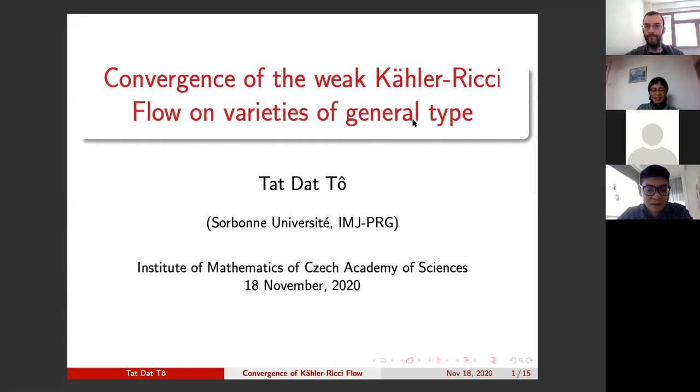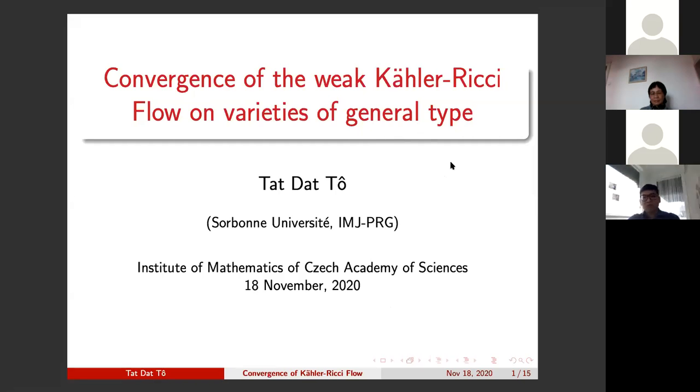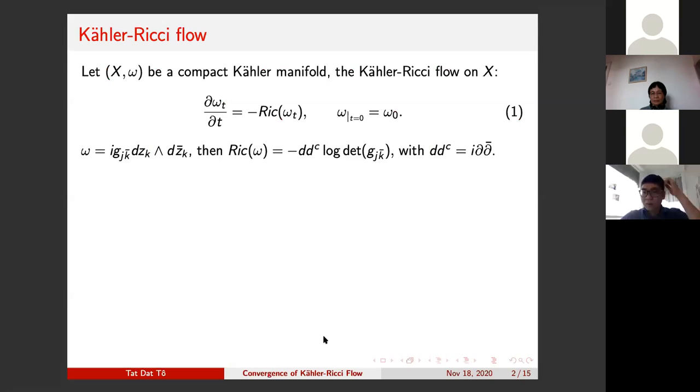Okay. Good. So today I would like to talk about my recent results on the convergence of the Kähler-Ricci flow on Kähler manifolds of general type. So it should be a projective manifold of general type. I will start with some notation on the Kähler-Ricci flow. So suppose (X, omega) is a compact Kähler manifold.